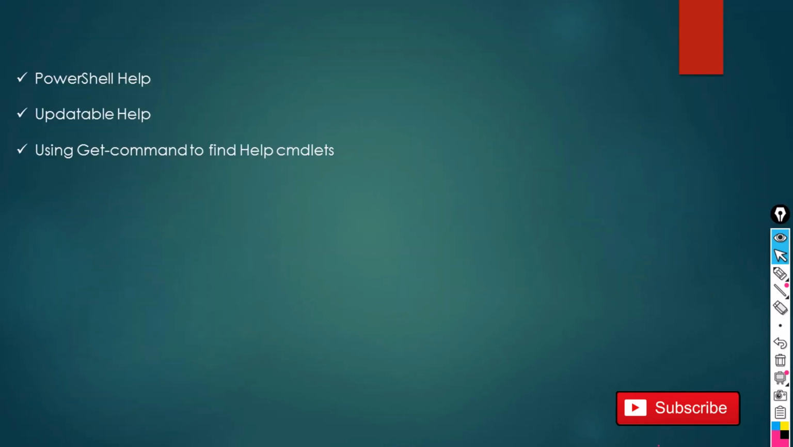So we are going to see what PowerShell's built-in help system has to offer to you, and then we are going to discuss how to keep that help system up to date. And finally, we are going to use the Get-Command, our best friend, to interpret the help system. What are the commandlets that we can use? We can find those commands using Get-Command. So let's first understand what PowerShell help has to offer for you.